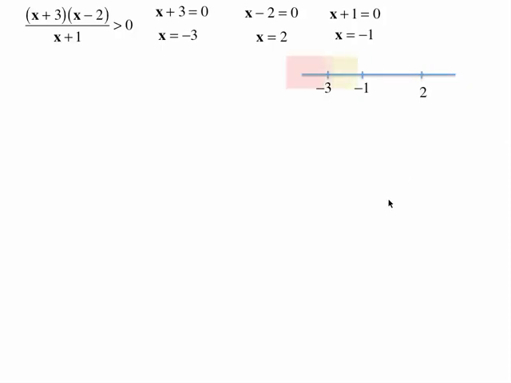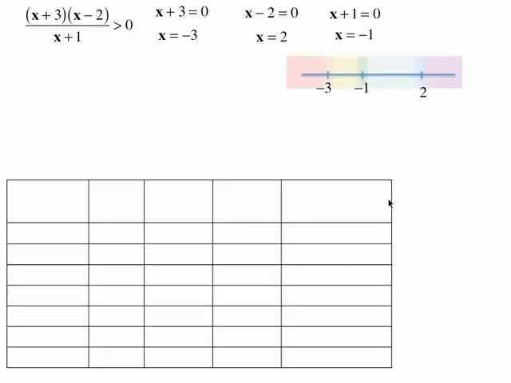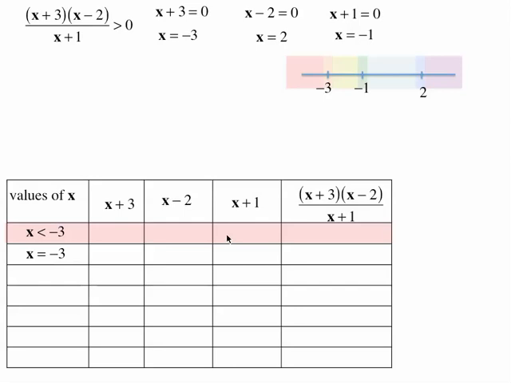Okay, so I've colored them all in, and here's our chart. We're looking at the values of x, for x + 3, for x - 2, for x + 1, and the whole rational expression, which is (x + 3)(x - 2) over (x + 1). We're looking at these values when x is less than negative 3, when x is equal to negative 3, when x is between negative 3 and negative 1, when x is equal to negative 1, when x is between negative 1 and 2, when x is equal to 2, and when x is greater than 2. Notice these color-coded regions correspond to the regions on the number line.